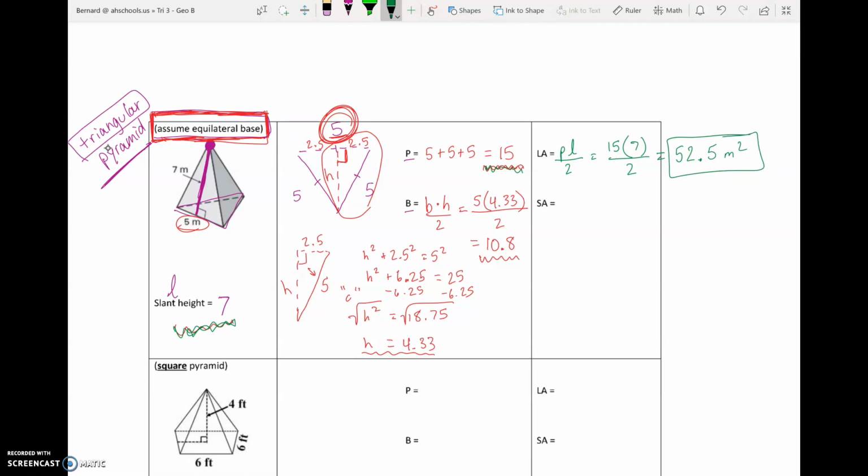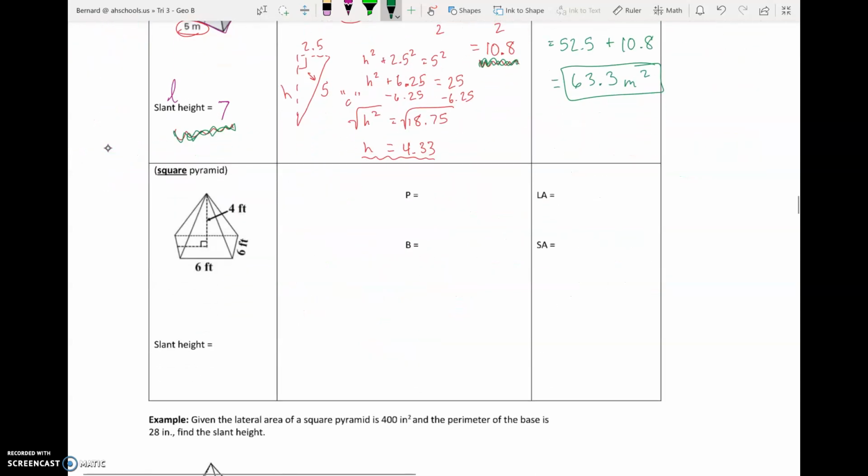And then remember, surface area for a pyramid is lateral area plus 1 big B, because a pyramid only has one base, right? The other side is the point of the pyramid. And so our lateral area is 52.5, and then big B we just found to be 10.8, so we'll add 10.8. When we do 52.5 plus 10.8, we are going to get 63.3 meters squared. Perfect, and that's our final answer.